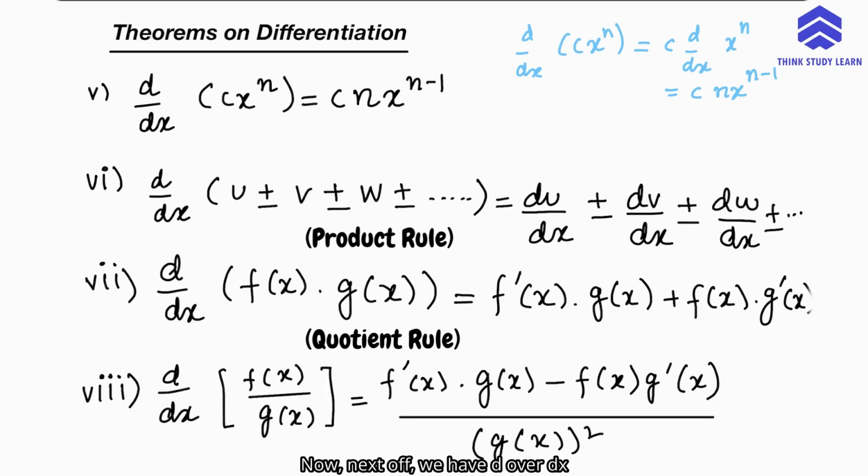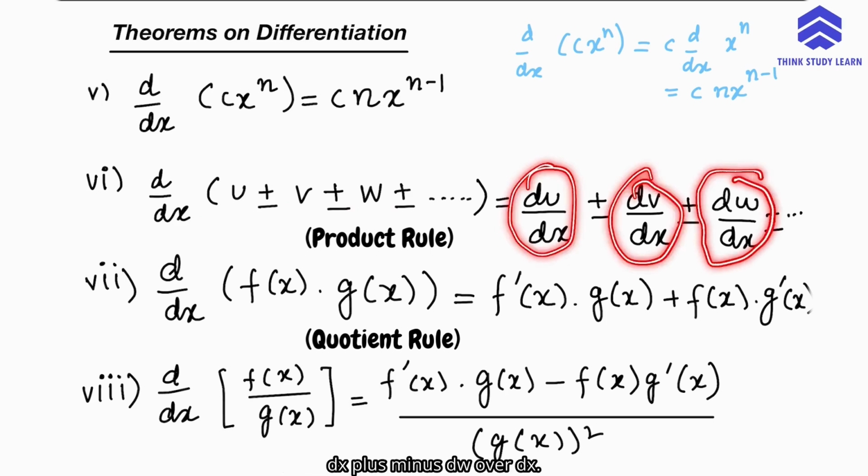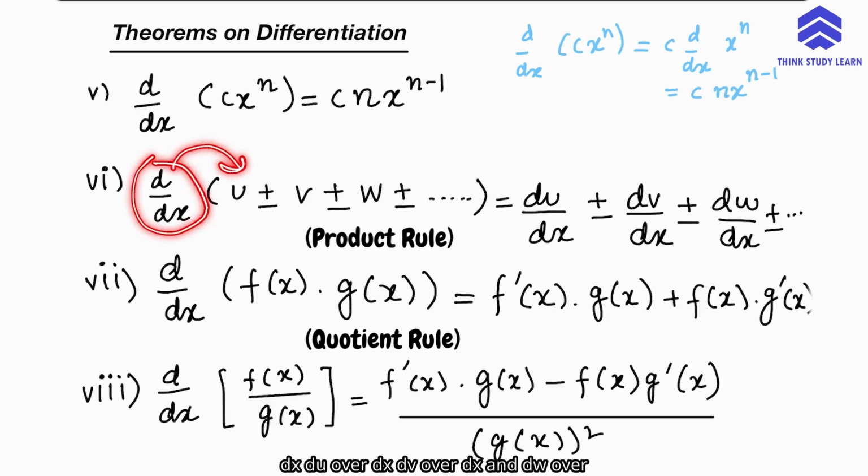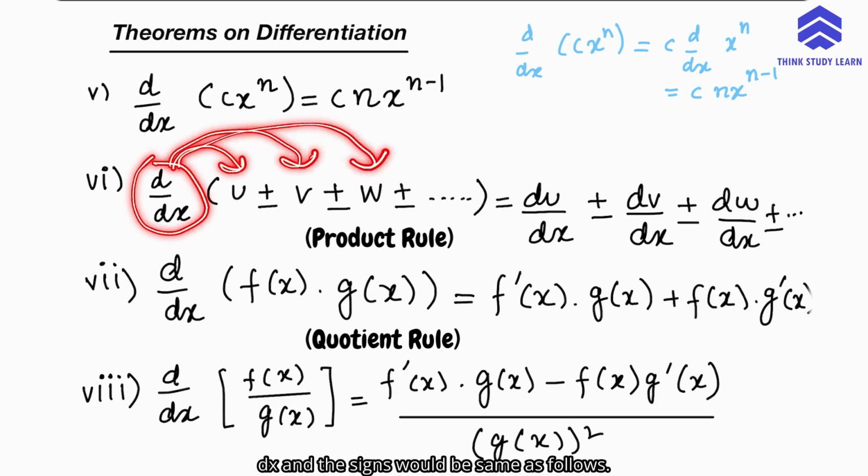Next, we have d over dx u plus minus v plus minus w plus minus and so on. We have du over dx plus minus dv over dx plus minus dw over dx. Now what does this mean? This means that if we have a derivative of a sum or a difference, the derivative gets separated on each of the variables individually. This means that we can write du over dx, dv over dx, and dw over dx, and the signs would be the same as before.